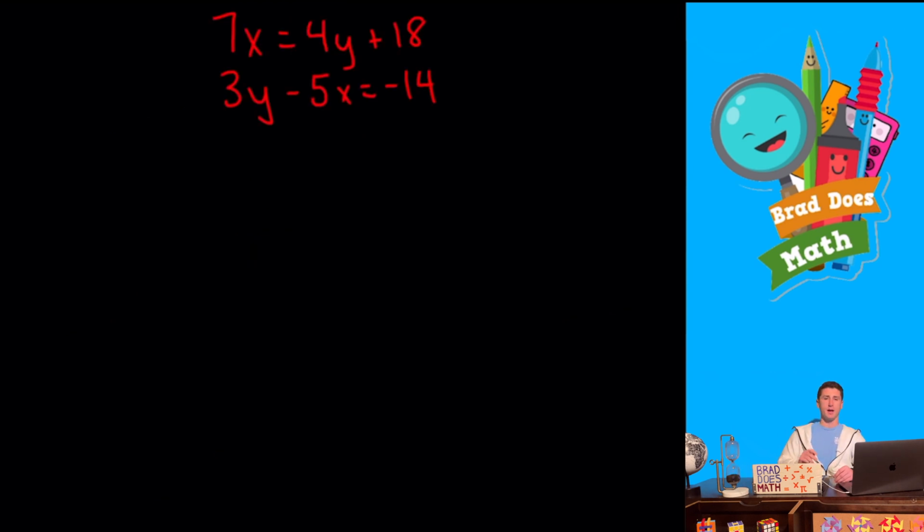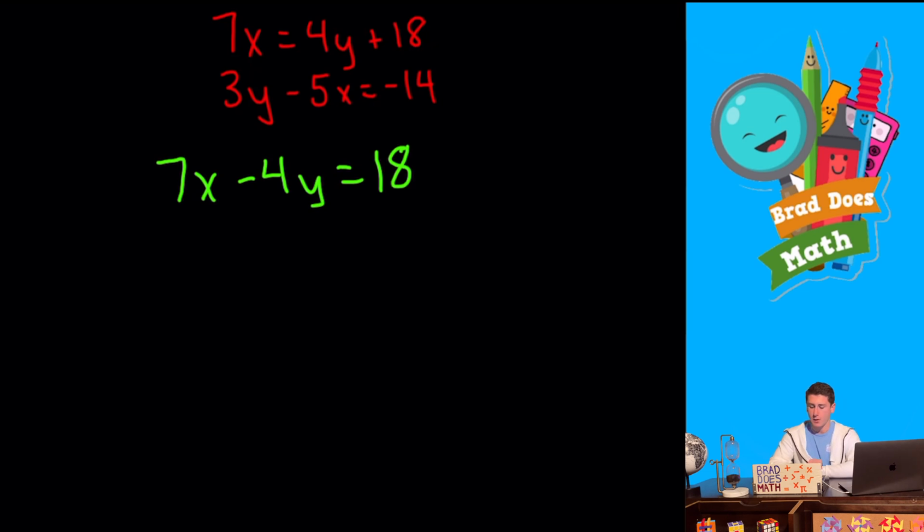Last example, and this one's a little different because I set it up a little more difficultly for you guys. We want to get your x's lined up, your y's lined up, and your constants lined up on the other side of the equal sign. So let's do that. In the top equation, I'm going to first subtract 4y on both sides, and I'll get 7x minus 4y equals 18.